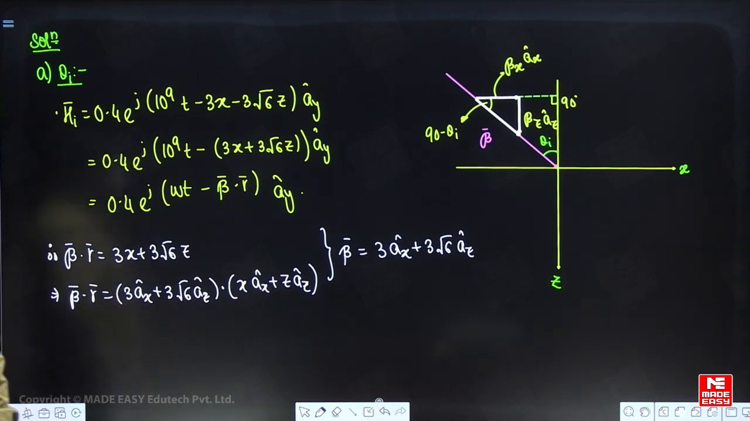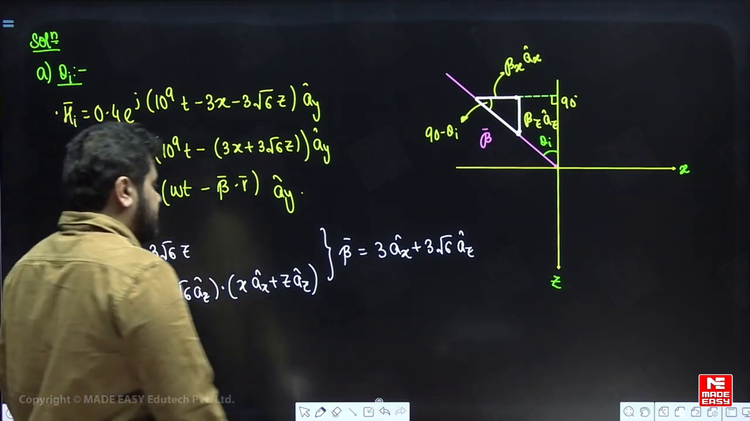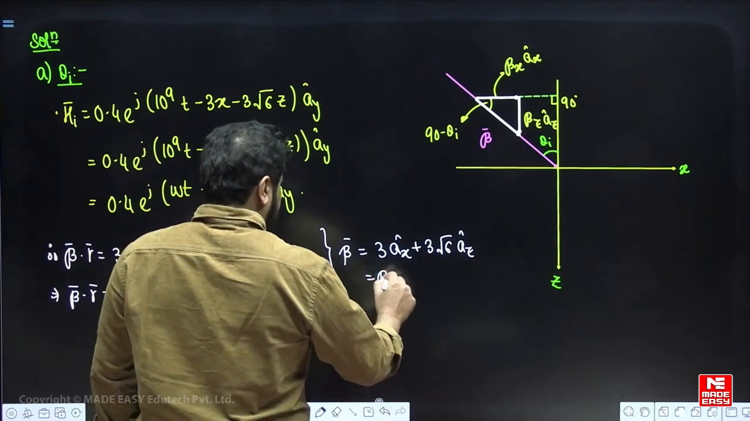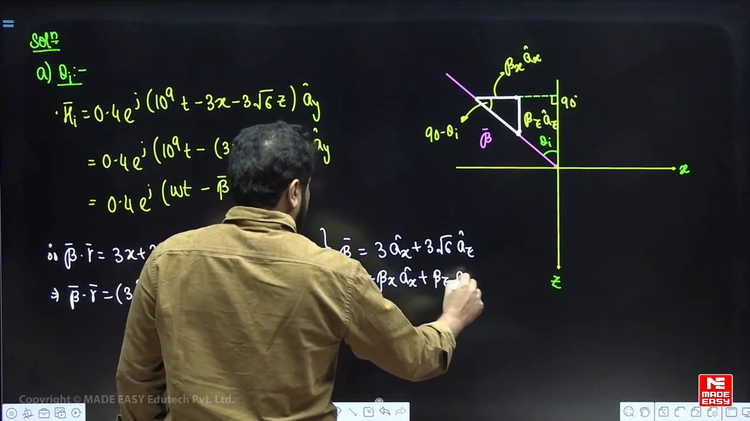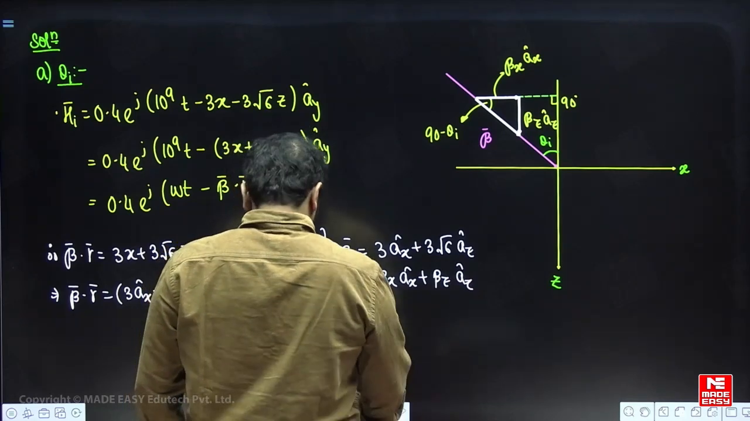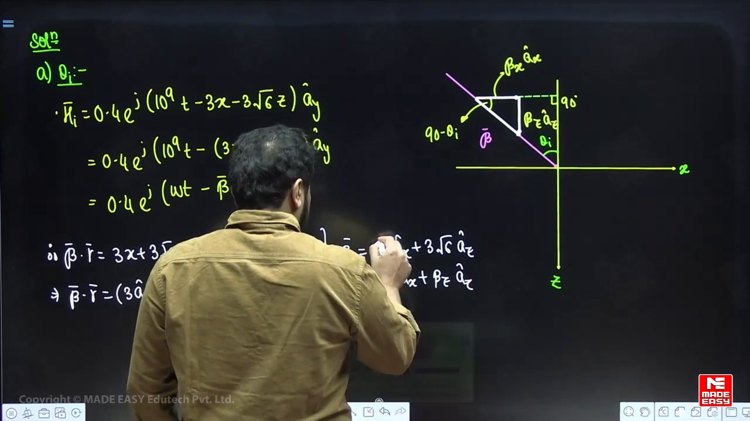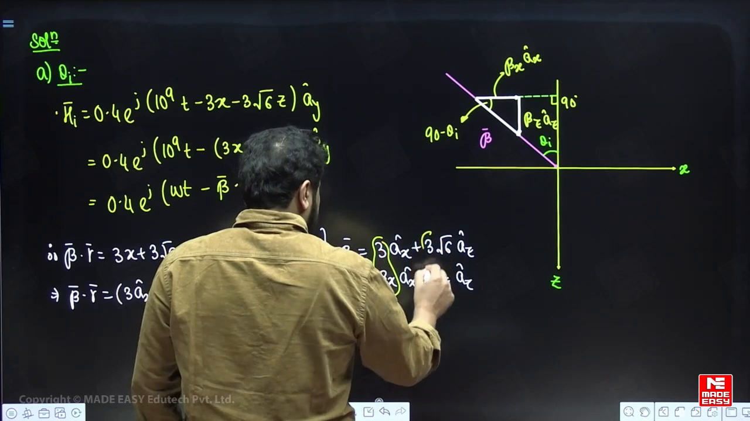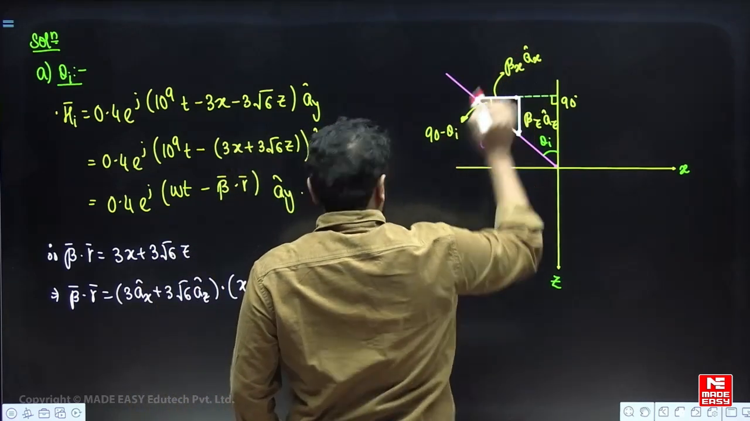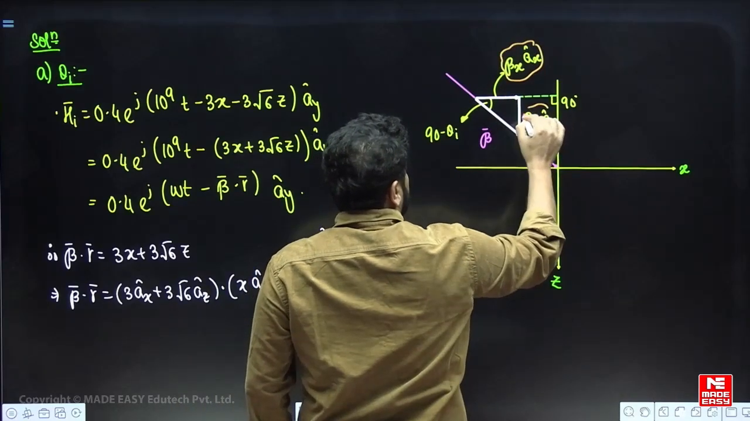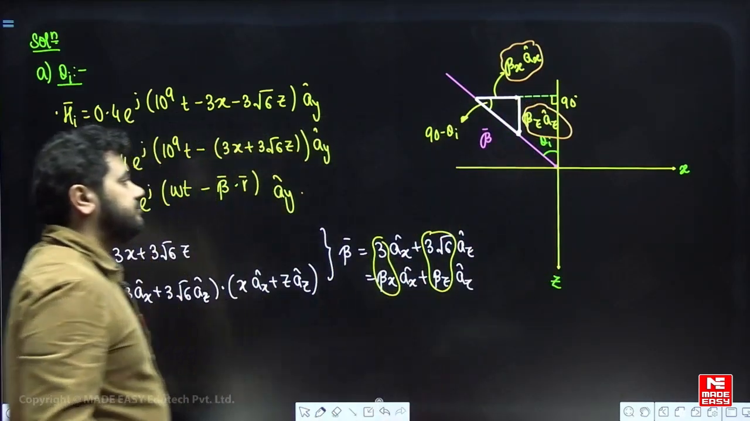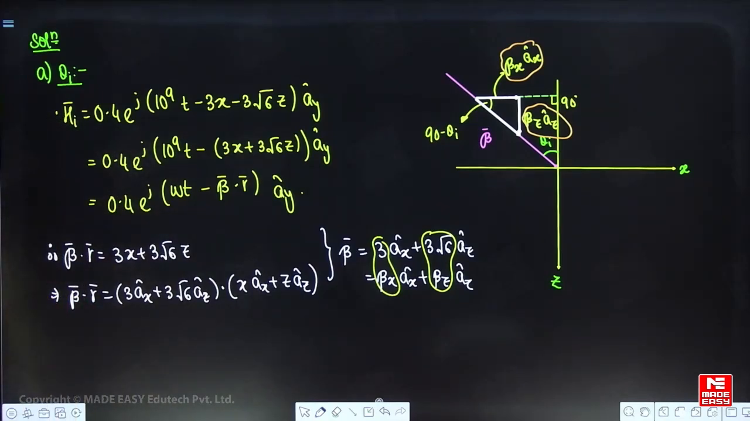When you are versed perfectly with this, then you can directly see the value of beta. This is nothing but beta x in the direction of ax plus beta z in the direction of az. Can I write it like this? From here you have observed that beta x is 3, and beta z is 3√6, right? So indirectly or directly, I know these values.